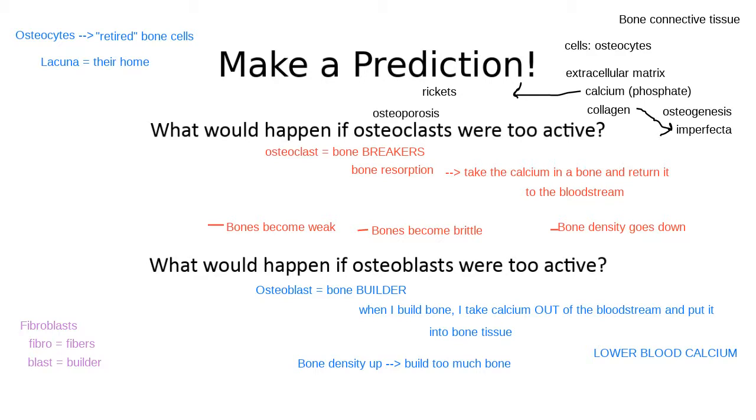Yeah, if my osteoclasts get too active, blood calcium goes too high, because what happens when osteoclasts do their job is they spit calcium out into the bloodstream. If I just keep breaking down and breaking down bone tissue, my blood calcium is going to go up, potentially dangerously too high. So if these are way too active, I might end up with too high of blood calcium, or I might end up with too low of blood calcium.